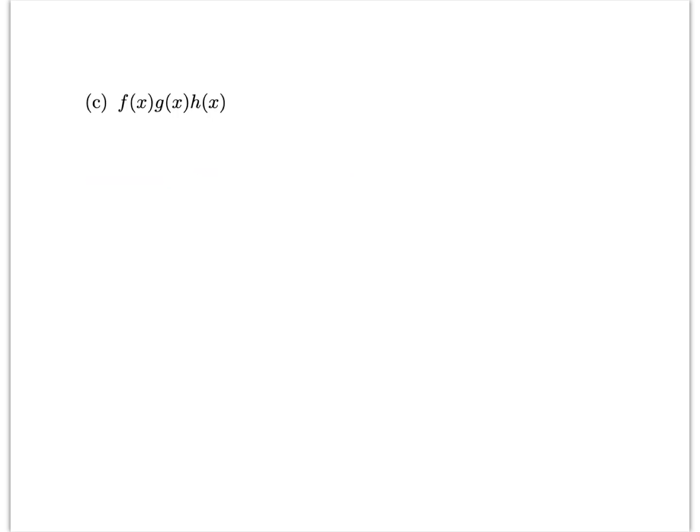Now I have a triple product. The way I'm going to treat this triple product is I am going to put some parentheses around f times g, and we're going to call that the first, and we're going to call h the second. So when I take this derivative, it's going to be the derivative of the first, so d dx of f times g, times the second. I'm leaving those out for simplicity. Derivative of the first times the second plus the first times the derivative of the second.